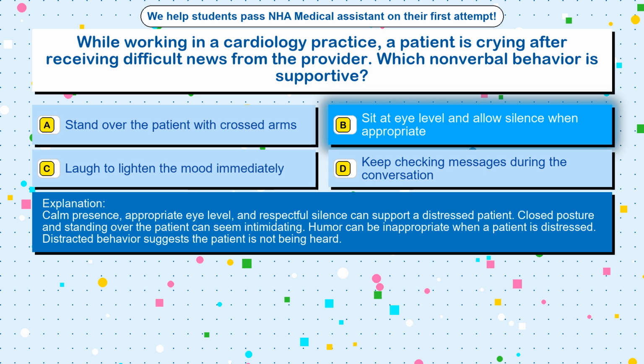Closed posture and standing over the patient can seem intimidating. Humor can be inappropriate when a patient is distressed. Distracted behavior suggests the patient is not being heard.